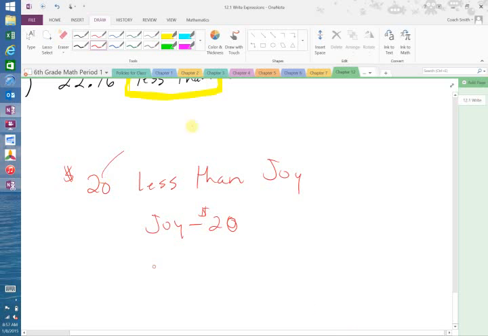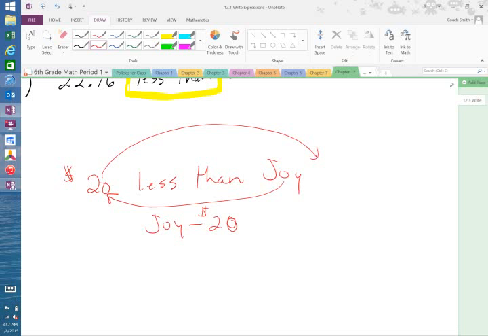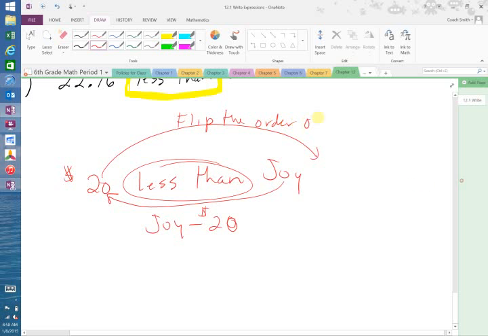You see how we flipped the two things? When we're talking about the words "less than," the order has to be flipped from the order they give it to you in. Because when we said Joy had $50 and we want to know how much I had, we said 50 minus 20, not 20 minus 50. It's got to be 50 minus 20, and that tells you how many dollars I have. So only when you use the words "less than," you must flip the order of the variables and numbers.